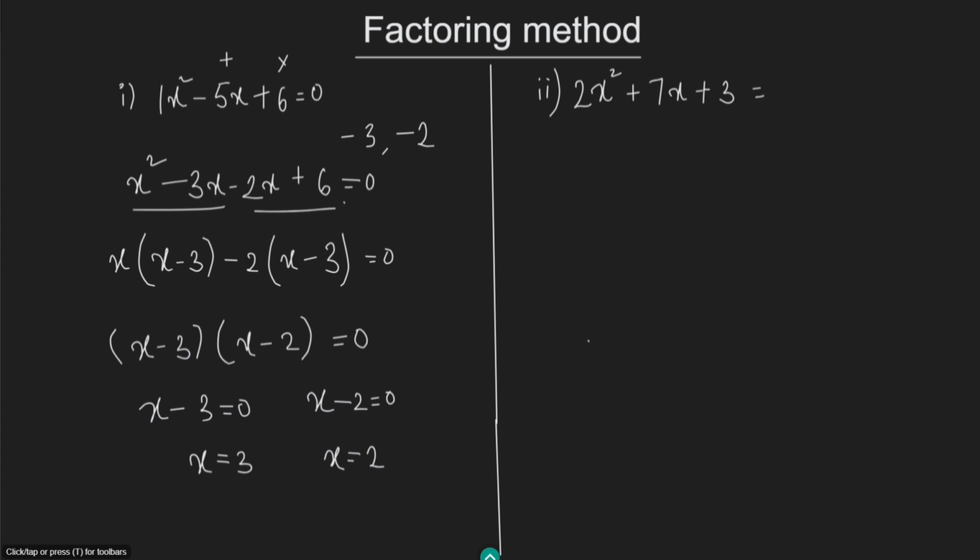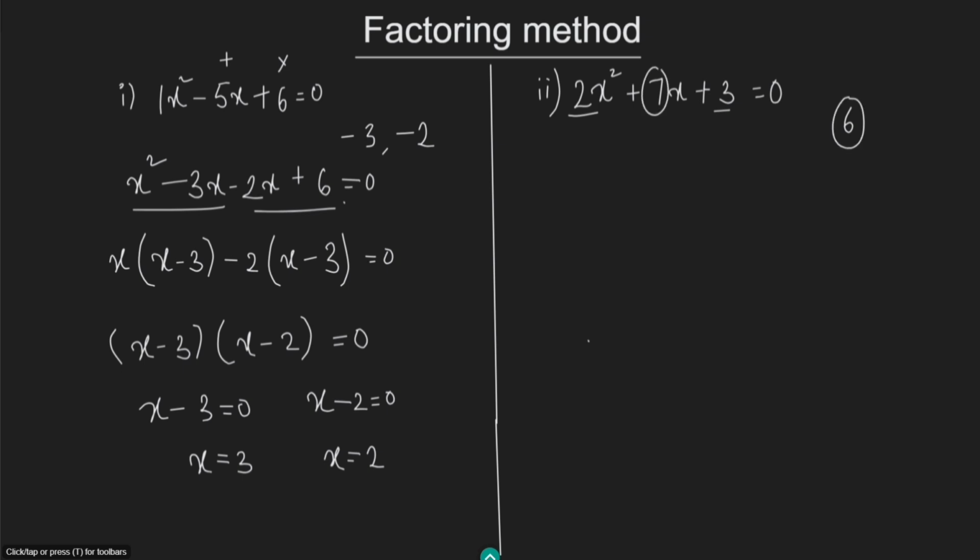Now look at the second equation. Now we are going to solve that using factorization method. Here you need to observe one thing, the coefficient of x square is 2. So you're not supposed to find the factors of 3 here, but you need to find the factors of 6, which is the product of 2 and 3.